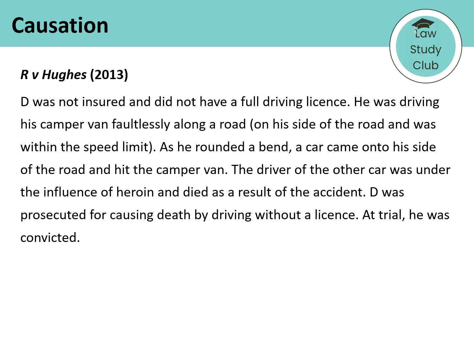He was on his side of the road and he was within the speed limit. As he went round a bend, a car came onto his side of the road and hit the camper van. The driver of the other car was under the influence of heroin and died as a result of the accident. The defendant was prosecuted for causing death by driving without a licence. At trial, he was convicted.